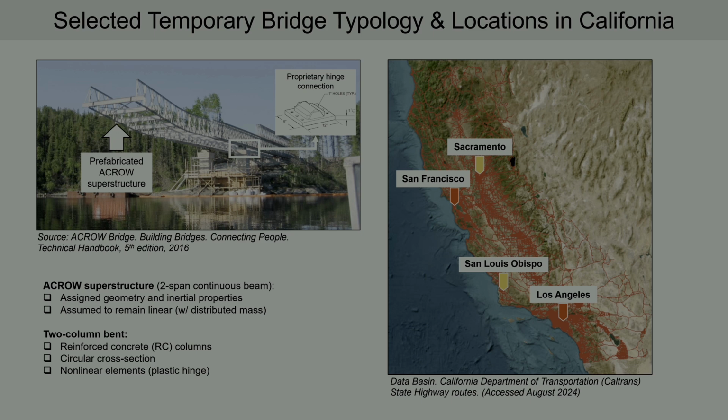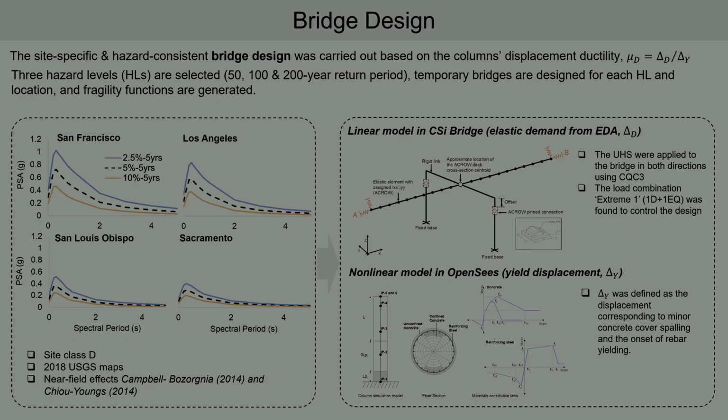Now here on the right, you see a map of California with the 4 locations we identified for our study. So 2 of them, San Francisco and Los Angeles, are representative of high seismicity sites in California, and then Sacramento and San Luis Obispo of low seismicity sites in California.